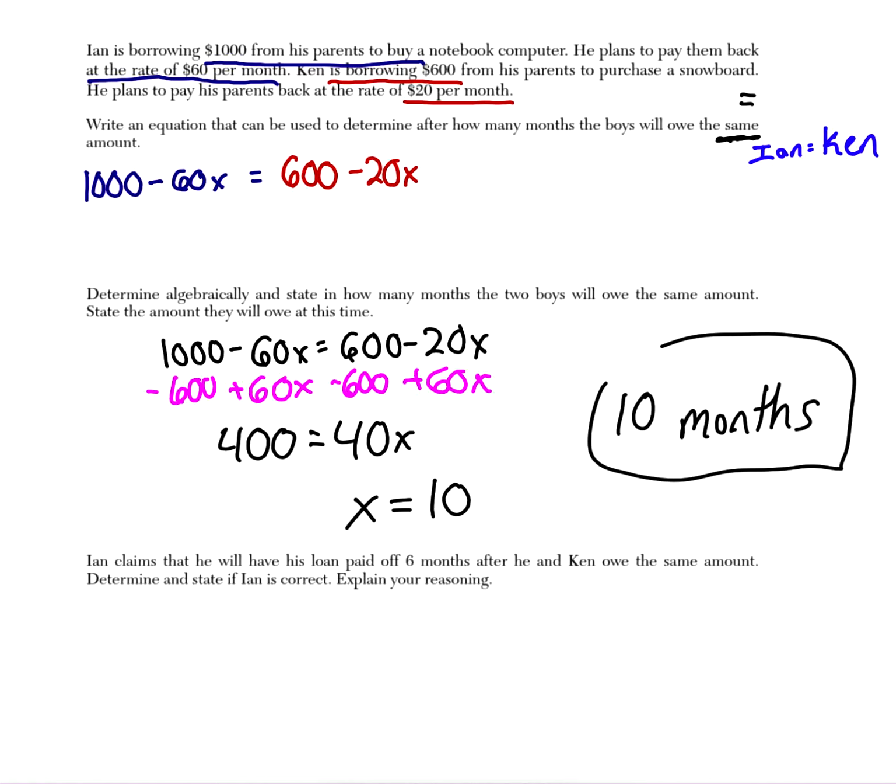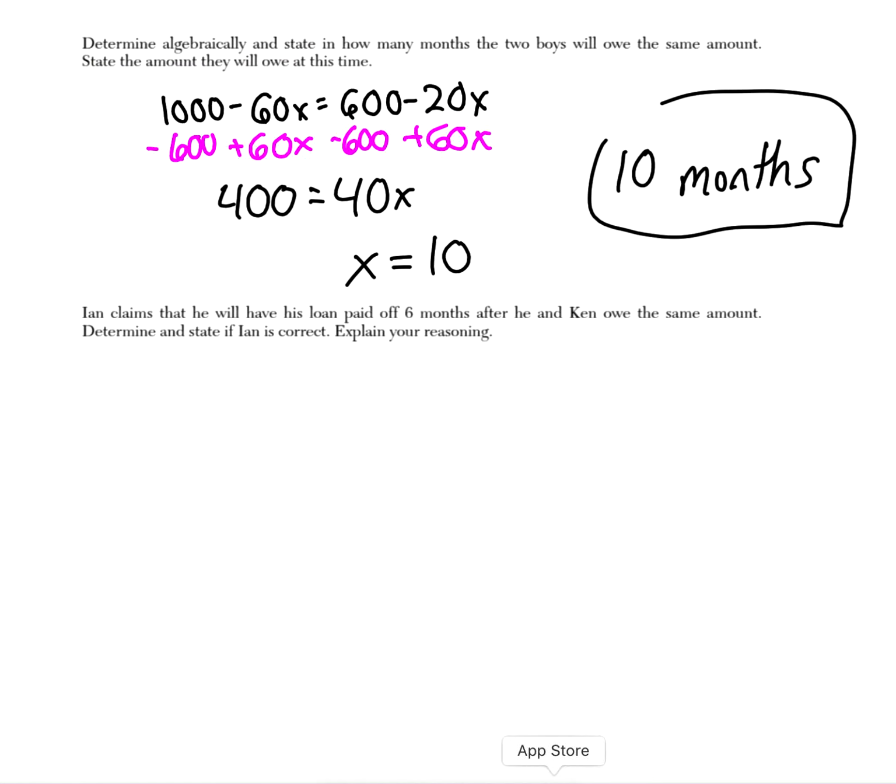So I want you guys to try the final part. Pause the video if you haven't. So there's a lot of ways of doing this next problem. I did it one way on the answer key. I'm going to do it a different way on the video. So it says Ian claims that he will have his loan paid off 6 months after he and Ken owe the same amount. So he and Ken owe the same amount in 10 months. So 6 months after 10 months would be 16 months. So Ian's claiming he's going to have his loan completely paid off after 16 months.